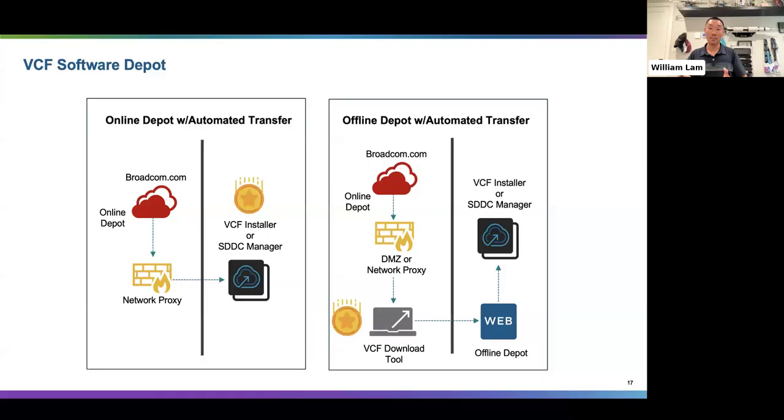Alternatively, you can set up an offline depot, or basically a depot that you would run within your environment. And you still do the same thing. You would still need to download the software. And here we do have a tool called the VCF download tool. As the name suggests, it automatically pulls that software down for you. And then you're able to take that content and serve it over an HTTP or HTTPS endpoint, which your VCF installer is then going to point to as that depot. In both cases, you're still pulling down the metadata and the software. It just really depends on which mechanism.